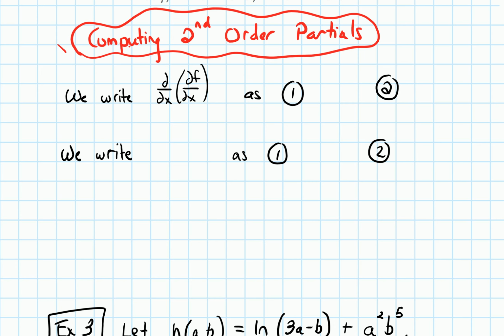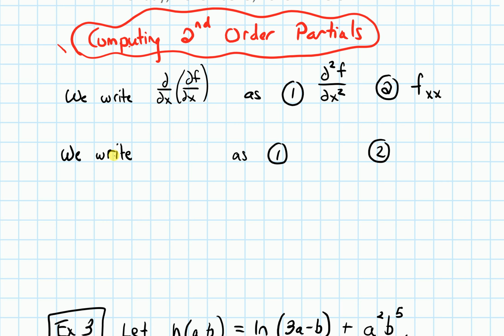So we'll notate that in two ways. We'll either write del 2 f over del x squared. So that's one of the notations for a second partial derivative with respect to x. Or the other way is we'll write f x x like this. So that means we've taken the partial with respect to x and then with respect to x again.